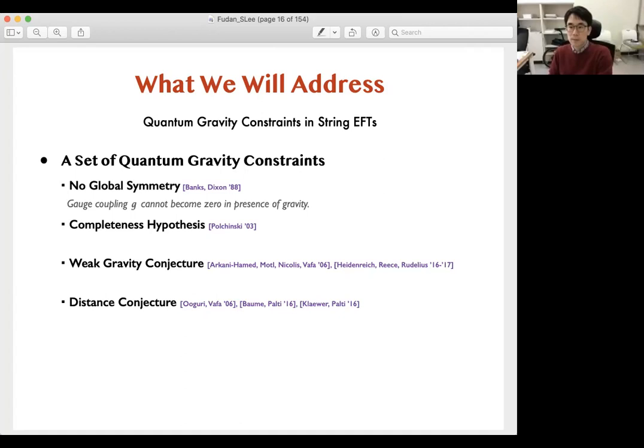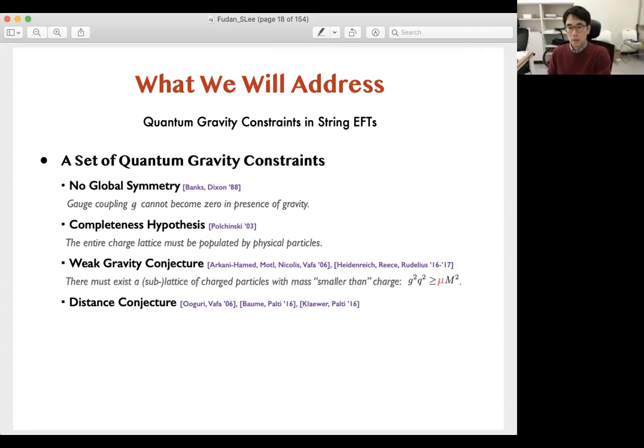The second is the completeness conjecture, which says that the charge spectrum has to be complete in that every charge value is populated by a particle. The third is the so-called weak gravity conjecture, which claims in its strong form that a lattice of charged particles must obey a certain charge to mass ratio bound, where the lower bound mu is an order one constant in Planck units. For future terminology, I will call any particles extremal if they saturate this bound, and super extremal if the strict inequality holds instead.